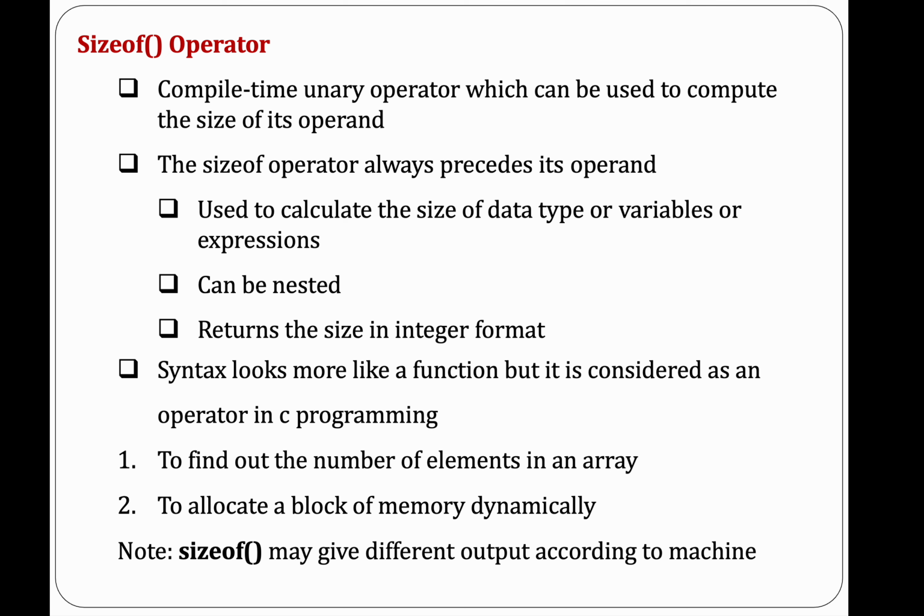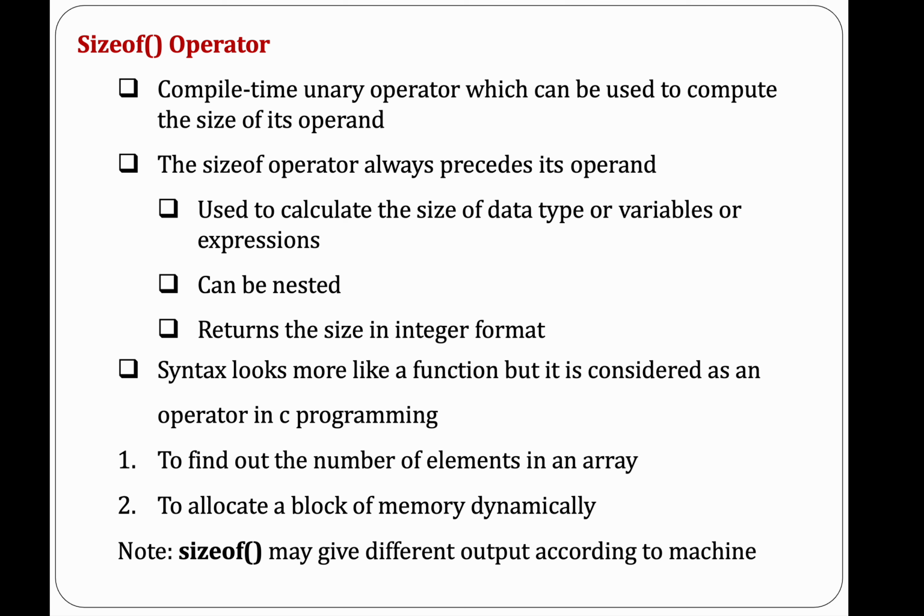We can say the size can be allocated during the compile time, and since it is a unary operator, unary means we can use one operand. Apart from that we can use an expression also. That's not a big deal here, but it is going to hold a value. So we can say it is a compile time unary operator to calculate the size of the operand, but the sizeof operator is preceded along with the operand.